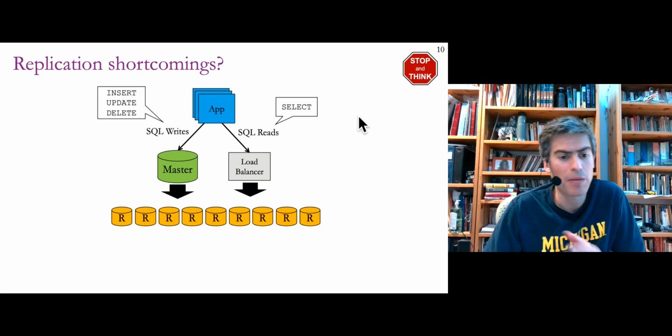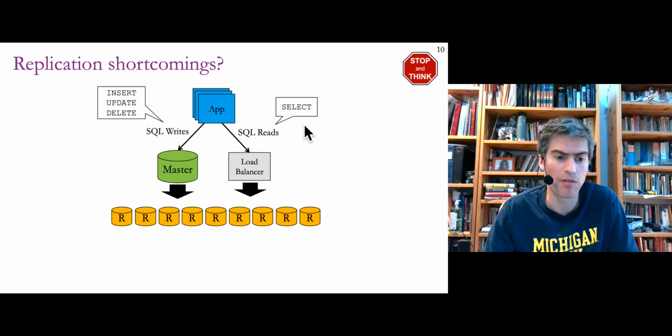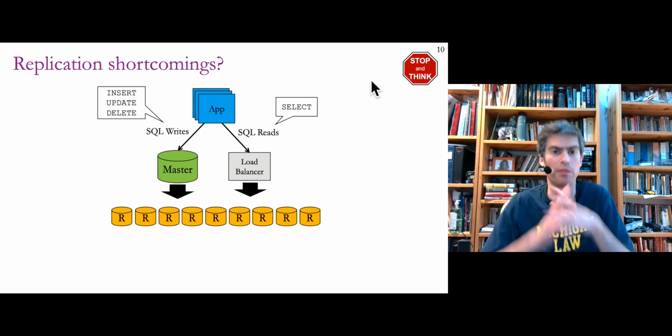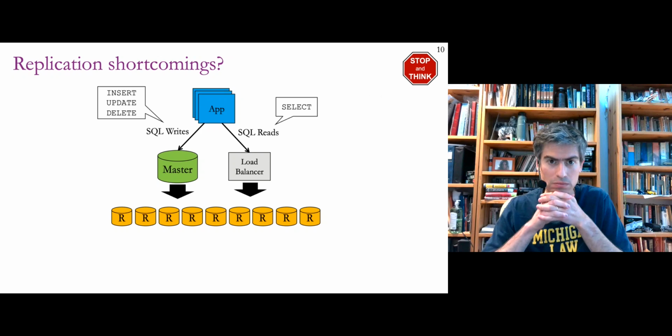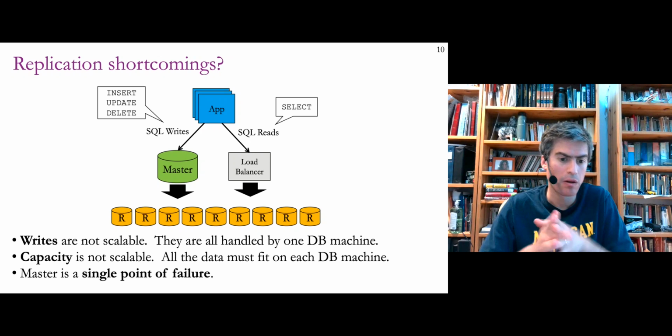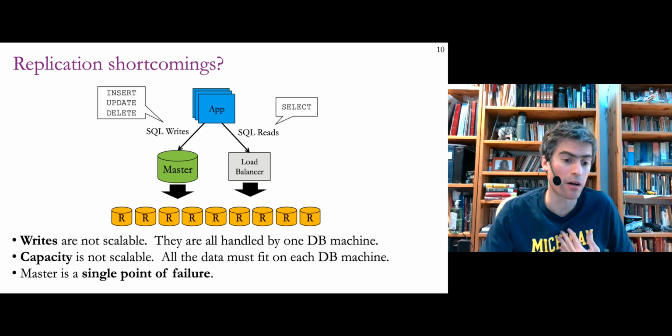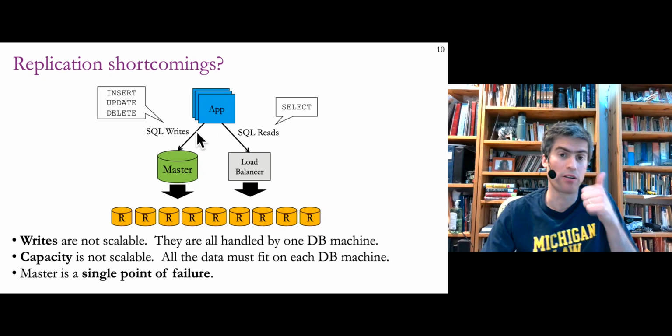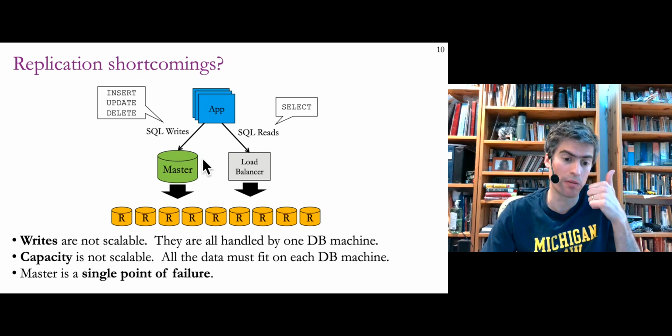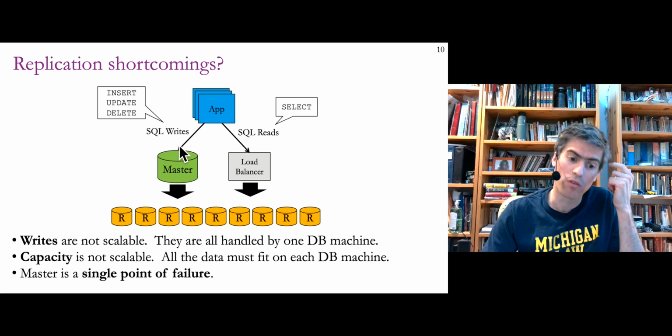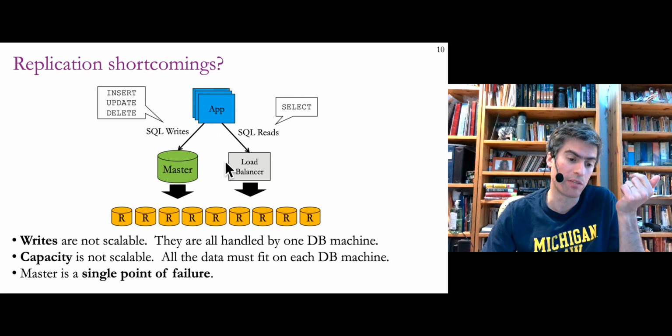Now, I want you to stop and think about what the shortcomings of this kind of replication might be. What's wrong with this scheme? What could we improve about this scheme? So the biggest things that come to my mind are, first of all, writes are not at all scalable. Every write has to go to this one database. If there are a lot of writes in the system, this machine is going to be overloaded, and therefore the scale of your system is going to be limited in terms of writes by this one master machine.